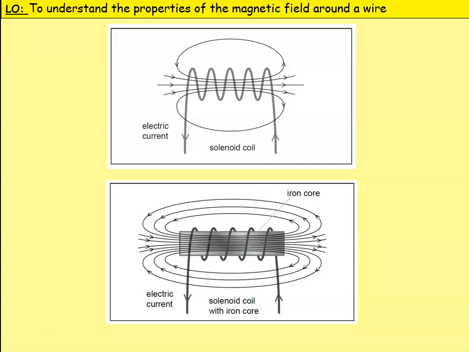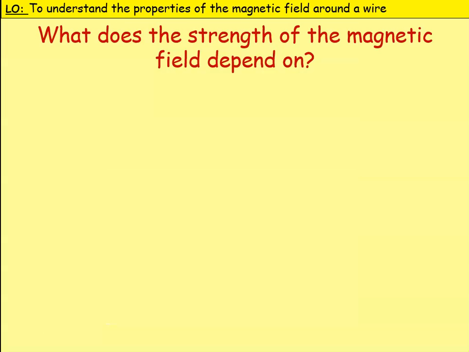Again, the diagrams above and below show when we have a solenoid, that bar magnet is exactly the same as the one below it. The solenoid just turns the magnetic field from being circular around the wire into a more regular bar magnet. So what does the strength of that magnetic field depend upon?